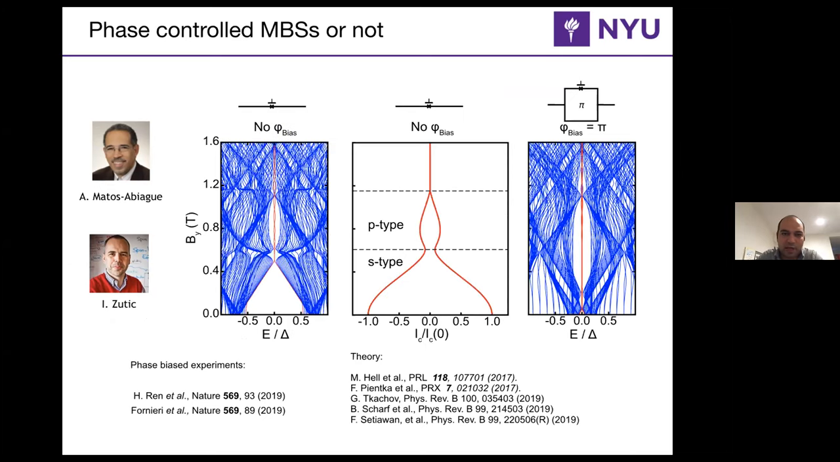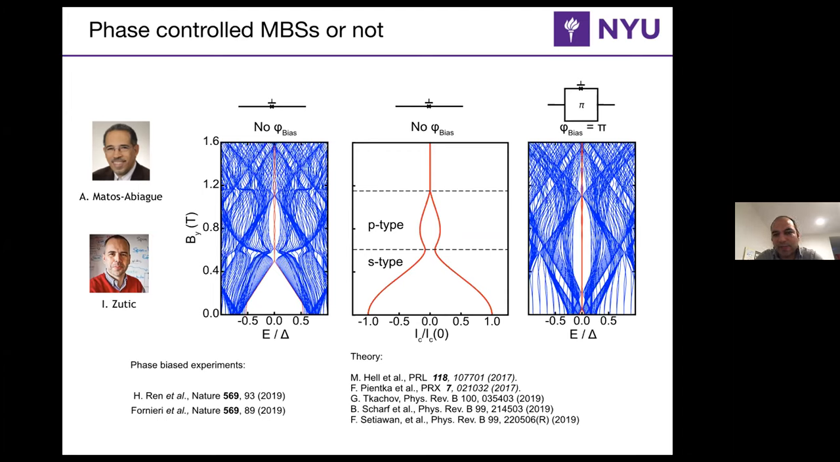If you have no bias, when the spectrum actually closes the gap, you expect a self-tuned pi phase appearing under the junction if you have a loop. We can measure phase, but it's a difficult measurement, but we have done it, and I will show you data here.